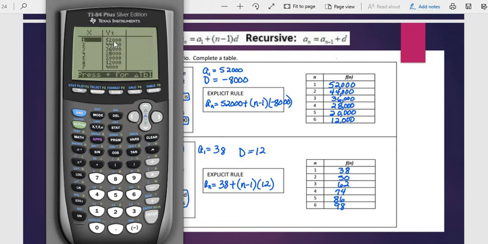And when at second and graph, notice after the first year, I have 52,000 right here. After 2 years, 44,000. 3 years, 36,000. 4 years, 28,000. 5 years, 20,000. And after 6 years is 12,000. After 7 years is 4,000.